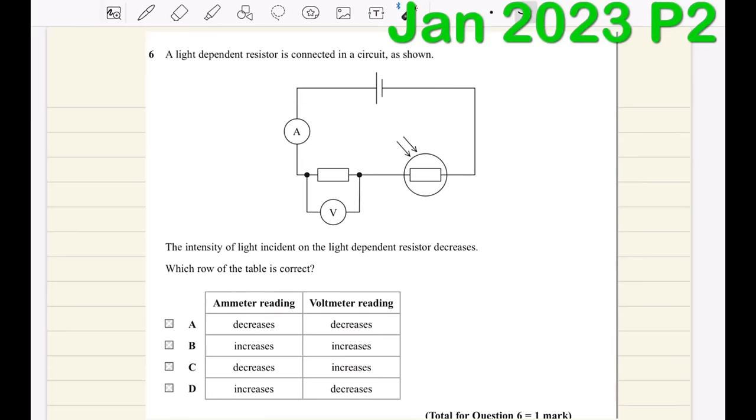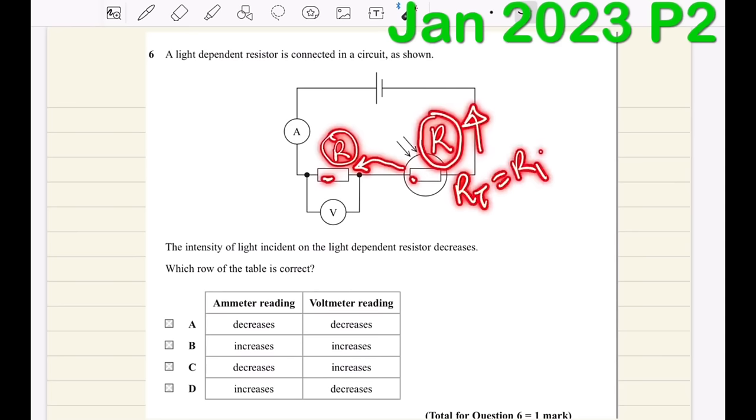June 2023, question 6 from A-level paper 2. A light dependent resistor is connected in a circuit as shown. This is the LDR, the light dependent resistor. The intensity of light incident on the light dependent resistor decreases. So here we go, the intensity of light decreases. It means the resistance of the light dependent resistor increases, so the voltage across the light dependent resistor is going to be higher, so there is a larger portion of voltage across it. Keep in mind, if the resistance of the light dependent resistor increases, this is added to the fixed resistor because they are connected in series, so I would say R total equals R1 plus R2.